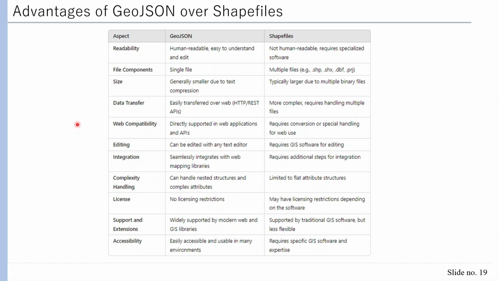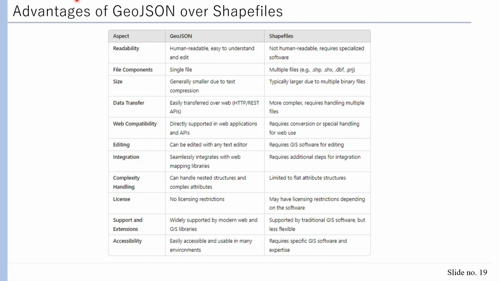Welcome back, students. In the earlier lecture, we saw what GeoJSON is, the structure of GeoJSON, and how we can convert from shapefile to GeoJSON. So let's see the advantages of GeoJSON over shapefile. The first advantage is readability. GeoJSON is human-readable and easy to understand and edit. Shapefiles are not human-readable because they need specialized software.